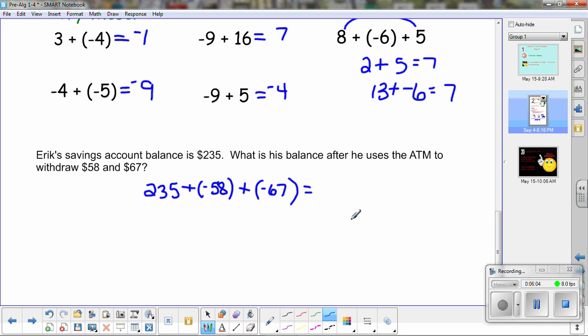Now, if we just worked from left to right, we would have to do subtraction twice because we'd have different signs, and most people I know would prefer to add over subtract. So instead of just working from left to right, let's use the associative property and group these two together and do this first. Negative 58 plus negative 67, they're both the same sign, so you're going to add those two numbers together. 58 plus 67 is a negative 125.